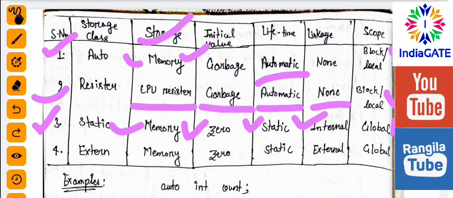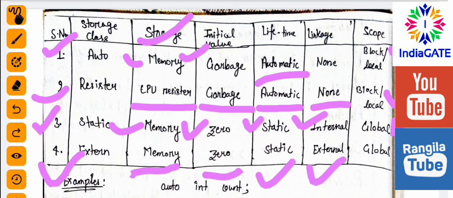Now last is your external. The storage of the external is memory, and the default value is 0, and the lifetime of the external is static, plus external linkage is provided here, and the scope is similar to the static variable, that is global.